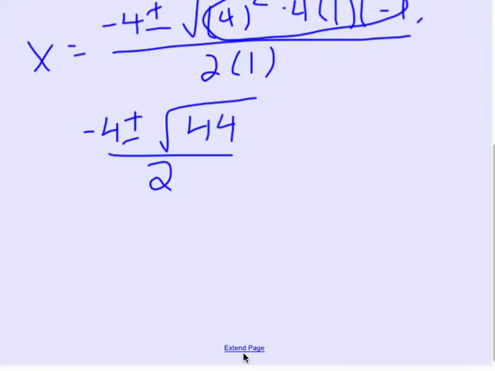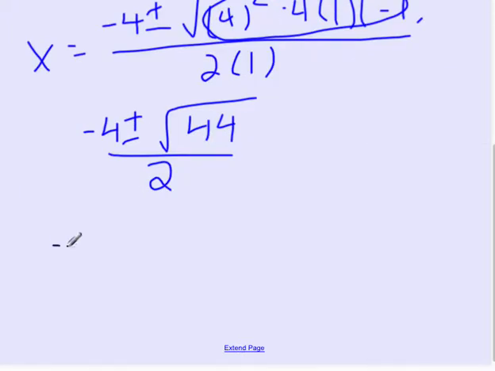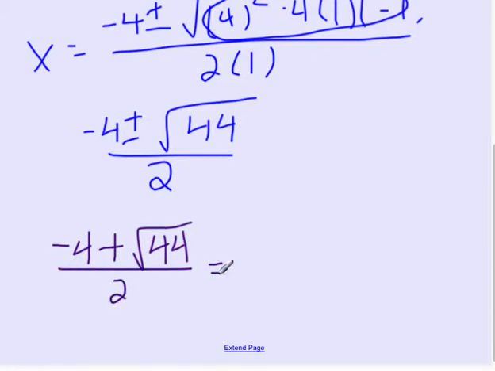So now we want to take our two versions. So first version, we're going to have the plus. So we're going to do negative 4 plus the square root of 44. Type that into your calculator and hit enter. Then you're going to take that and divide it by 2. When you do that, you end up getting 1.32.